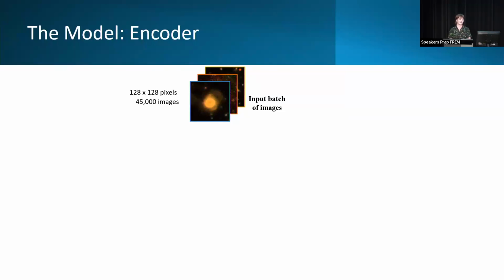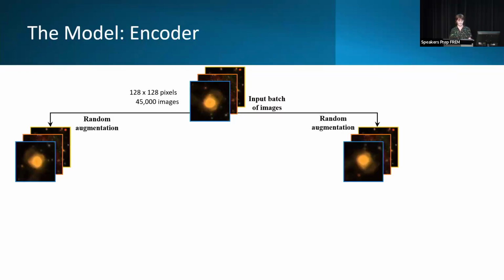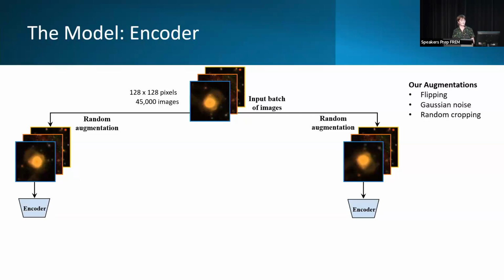Before the images get encoded, they go through an augmentation process to create two different views of the same images. And the augmentations we apply include flipping the images, adding some noise to them, and randomly cropping them. Now, once the images are augmented, they go through the encoder, which encodes them into 128-dimensional representations. And we can label them view 1 and view 2 on the right here.